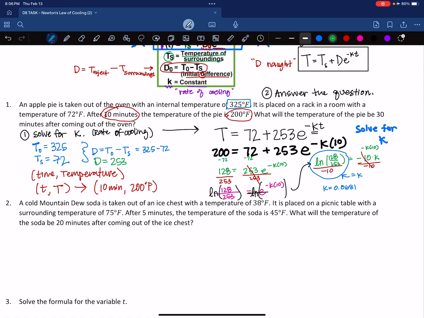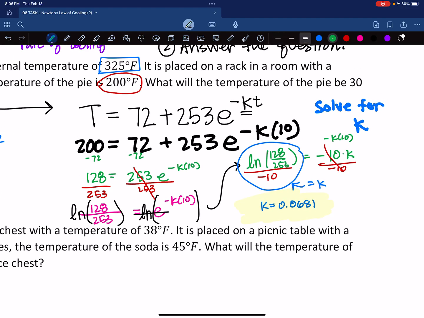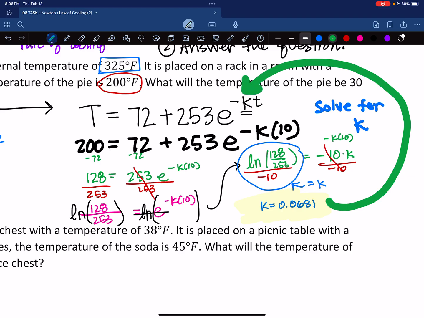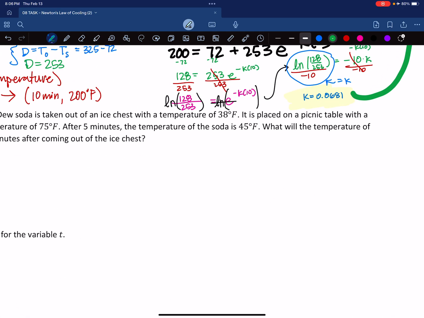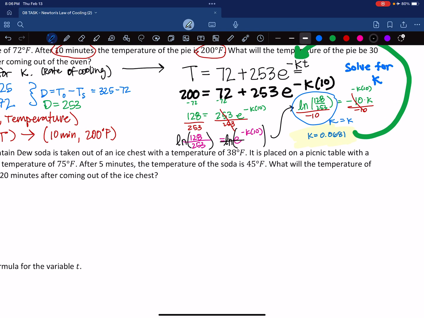Alrighty. So here's our k number. What we're going to do with this is plug it back into our model right up here for k. And now we have our completed formula. We know how fast the apple pie is cooling down, and therefore we can know what the temperature will be at different times. And we're out of space. I'm going to write this down here.